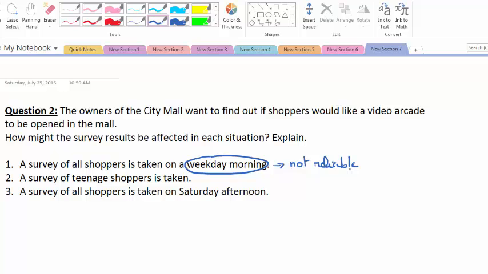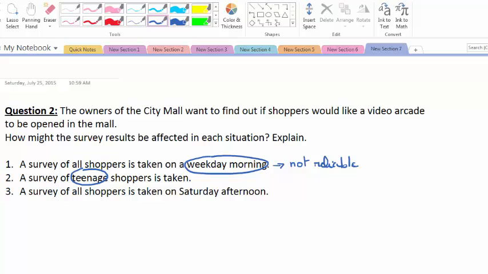A survey of teenage shoppers is taken. So this survey of teenage shoppers is taken. I'm going to leave you for a few seconds to tell me where the keyword is here and how you can decide if this survey is valid or reliable or not. Again, the keyword here is teenage shoppers. That means when only teenagers are surveyed, the sample is biased.